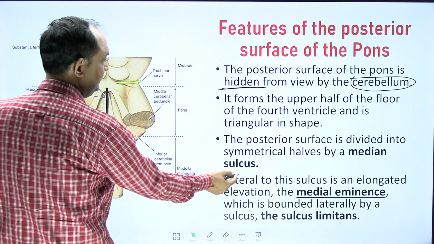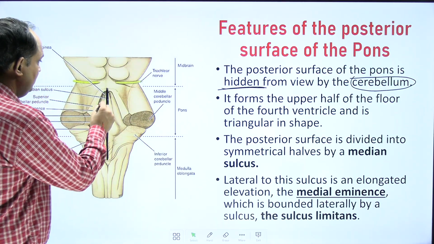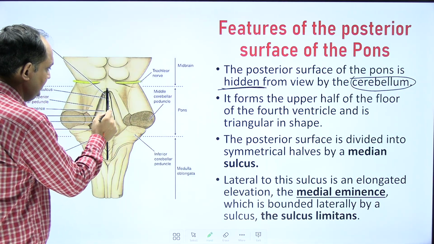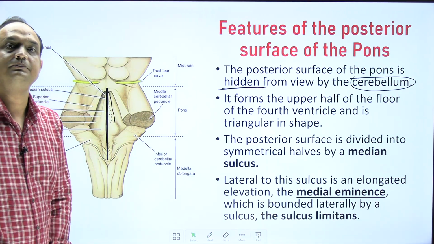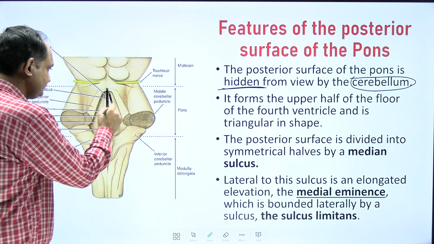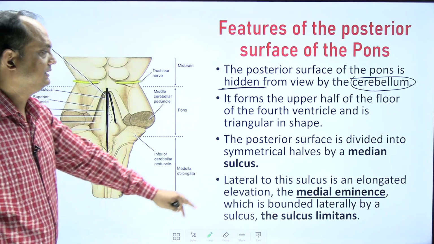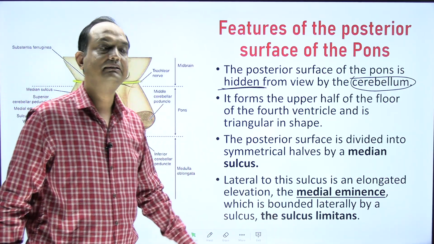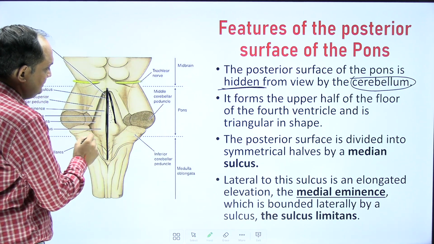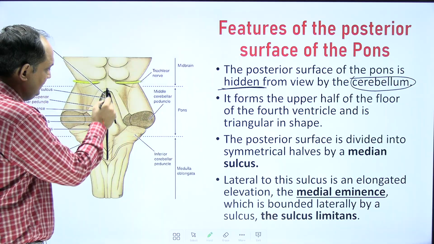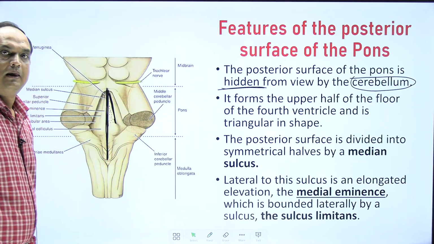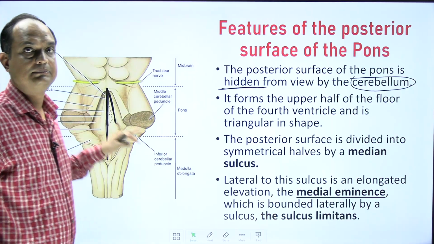Lateral to the median sulcus, you will have one projection area. This projection area is known as the median eminence. This is known as the median eminence. And lateral to the median eminence, you will have one more groove, and that is known as the sulcus limitans. What is that? Sulcus limitans. So this median eminence is bounded towards the midline by the median sulcus and laterally by the sulcus limitans. So why are we discussing this part here?